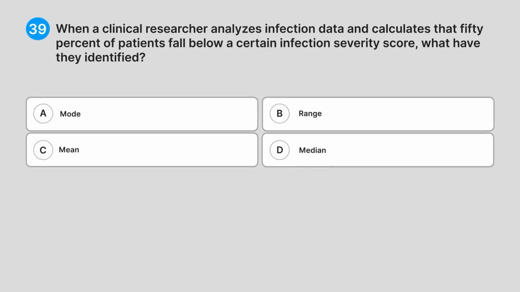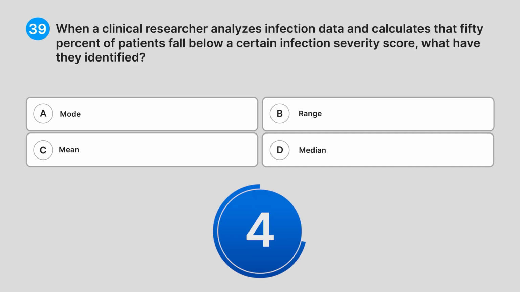39. When a clinical researcher analyzes infection data and calculates that 50% of patients fall below a certain infection severity score, what have they identified? A. Mode. B. Range. C. Mean. D. Median. Can you guess the answer?